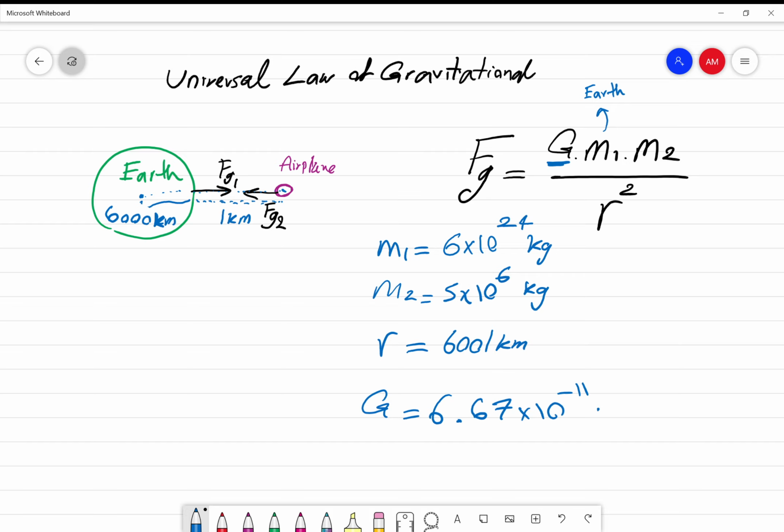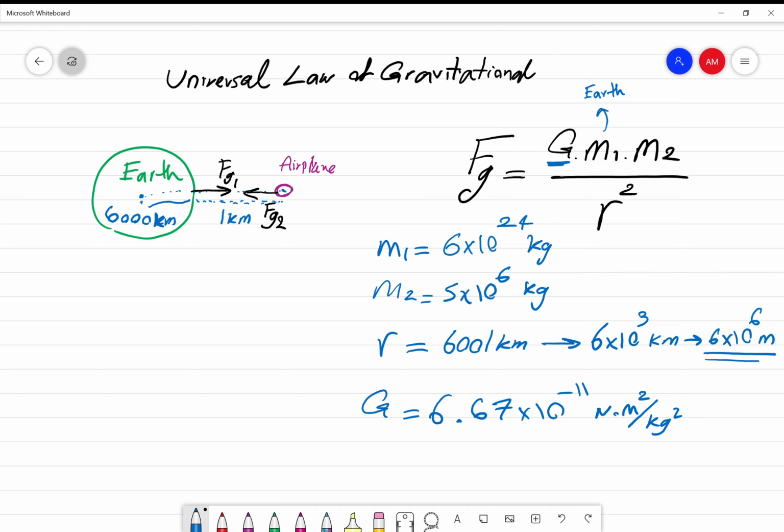And the unit is Newton meter square divided by kilogram square. This just means that all our other units must be kilograms and meters. So this means we have to convert this 6,000 kilometer, which is also 6 times 10 to the power of 3 kilometers, to meters, which would be 6 times 10 to the power of 6 meters. Okay, any questions so far?